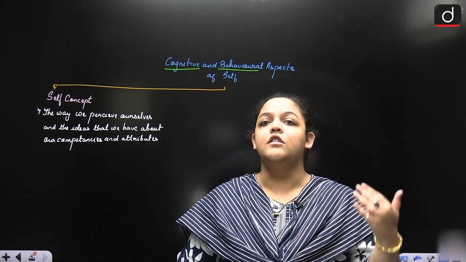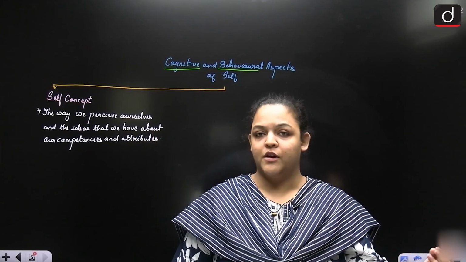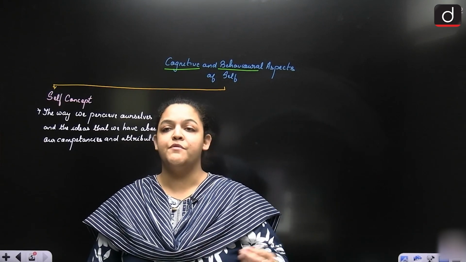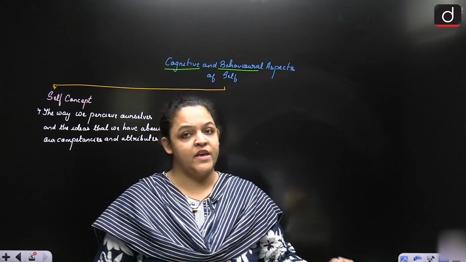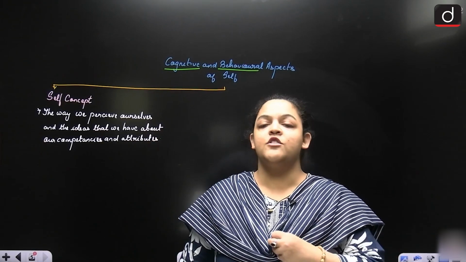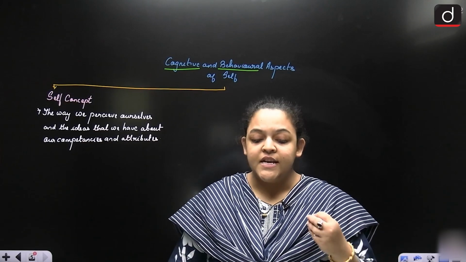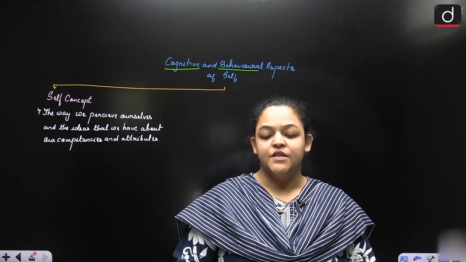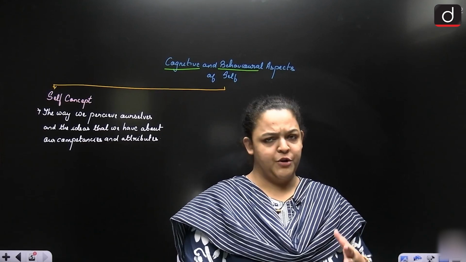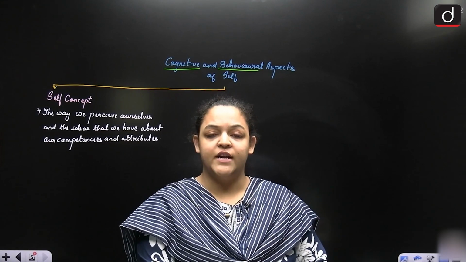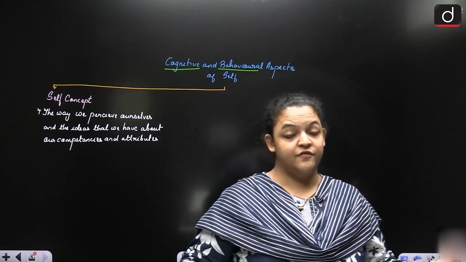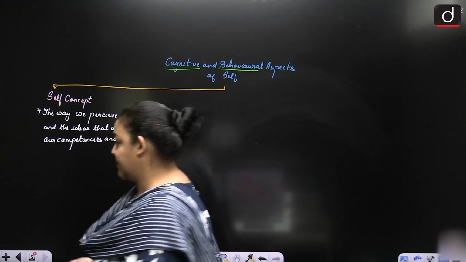So we are all aware about our competencies. We are all aware about our attributes and capabilities. We know where we can shine. We know where we are not good at, right? This is known as your self-concept, okay? So now we can have a positive or a negative self-concept, fine. It can be positive in certain fields and negative in certain fields, fine.